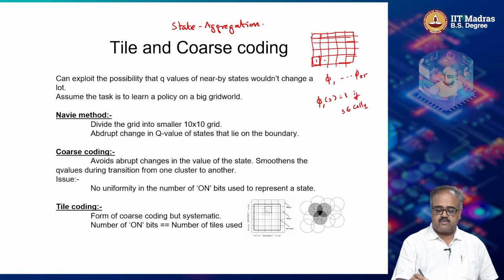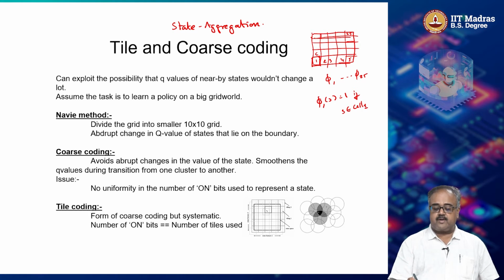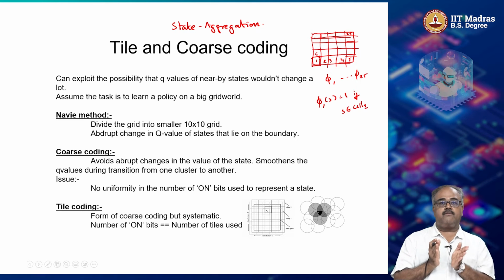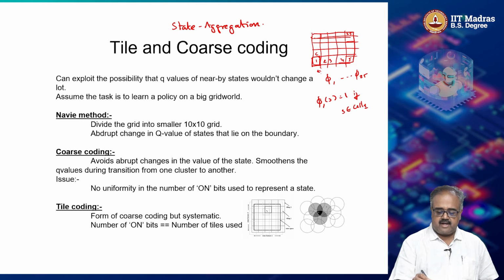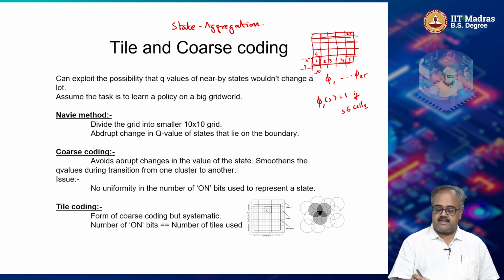Right, so I can number the cells 1, 2, 3, 4, 5, 6, 7, 8 all the way up to 25. So if I say phi1 of S will be 1 if S belongs to cell 1, that is, if the x coordinate of the state is less than this value, and y is less than this value, and x is greater than 0 and y is greater than 0, then S belongs to cell 1. Then phi1 will be 1, and equal to 0 otherwise. So this is how I will encode it.